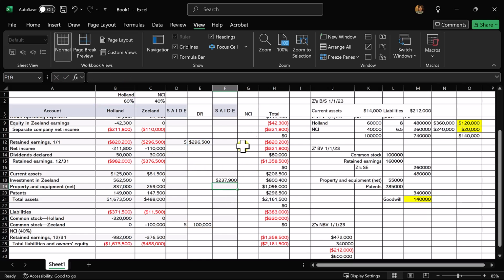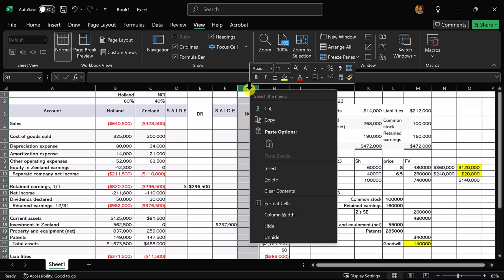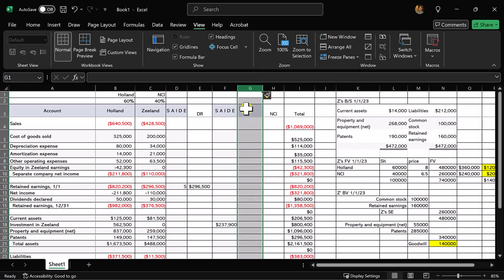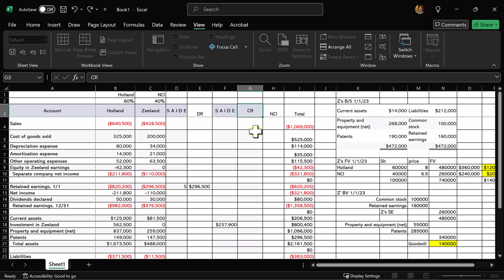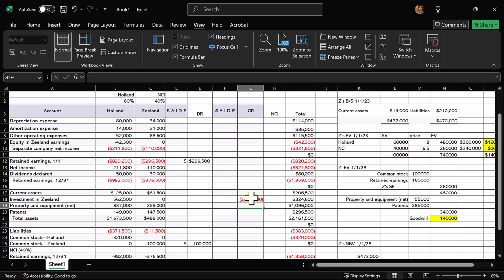Where's my credit column? I think I need a credit column. This should go in the credit column. And because credits are negative here, I need to change the formula to show a minus. Okay, so this represents 60% of the total here.